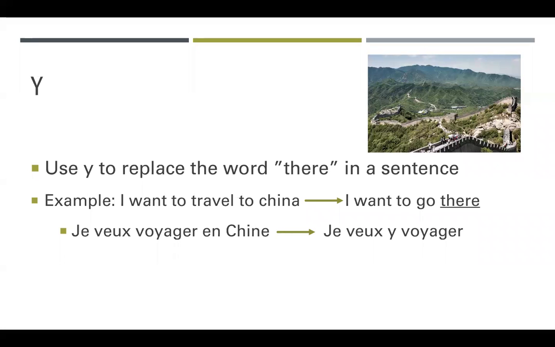And lastly, y. You use y to replace the word there in a sentence. And the whole point of the relative pronoun y is to simplify and shorten a sentence. So for example, in English, I want to travel to China. If China is previously stated and the person you're talking to knows that you're going to be talking about China, you can say, obviously, as we know, I want to go there.